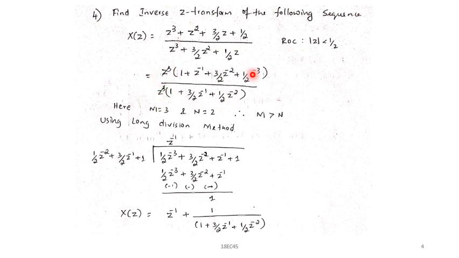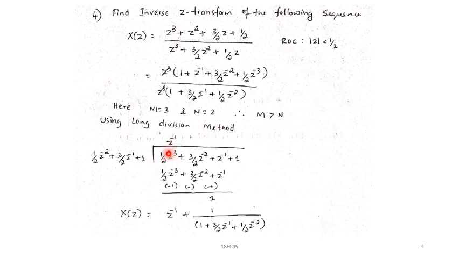Now I'll compare the order of the numerator and denominator. You can observe the order of the numerator is 3. And what about the order of the denominator? The order of the denominator is 2. So m is greater than n. Again, this is not in a proper form, so it's not possible to apply the partial fraction method directly. I have to apply the long division method and convert it so that the order of the numerator is less than the denominator.